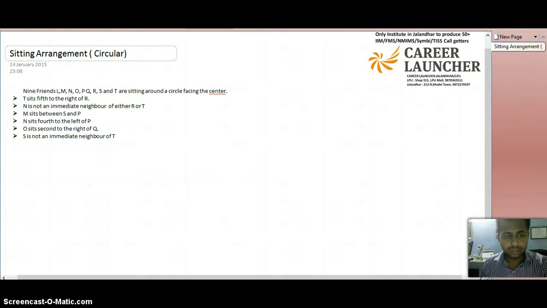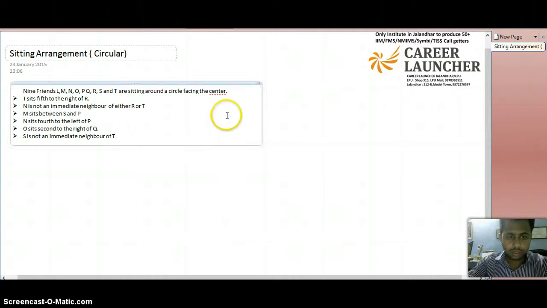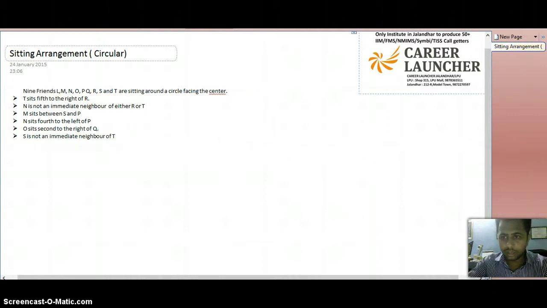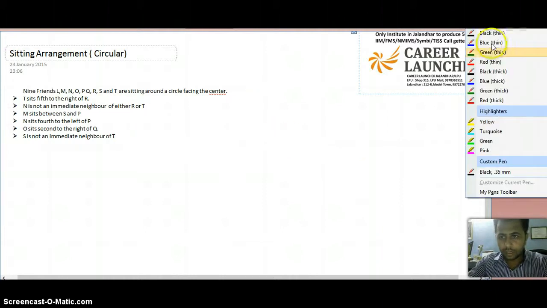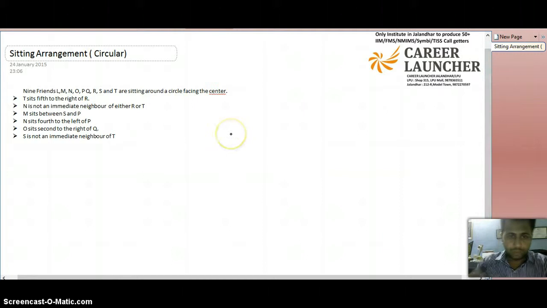You can see one of the questions: 9 friends, L M N O P Q R, are sitting around a circle facing the center. You can read it out, right? So I'll try to solve this question. I hope it is very clear. T sits to the right of R and is not an immediate neighbor of either R or T.